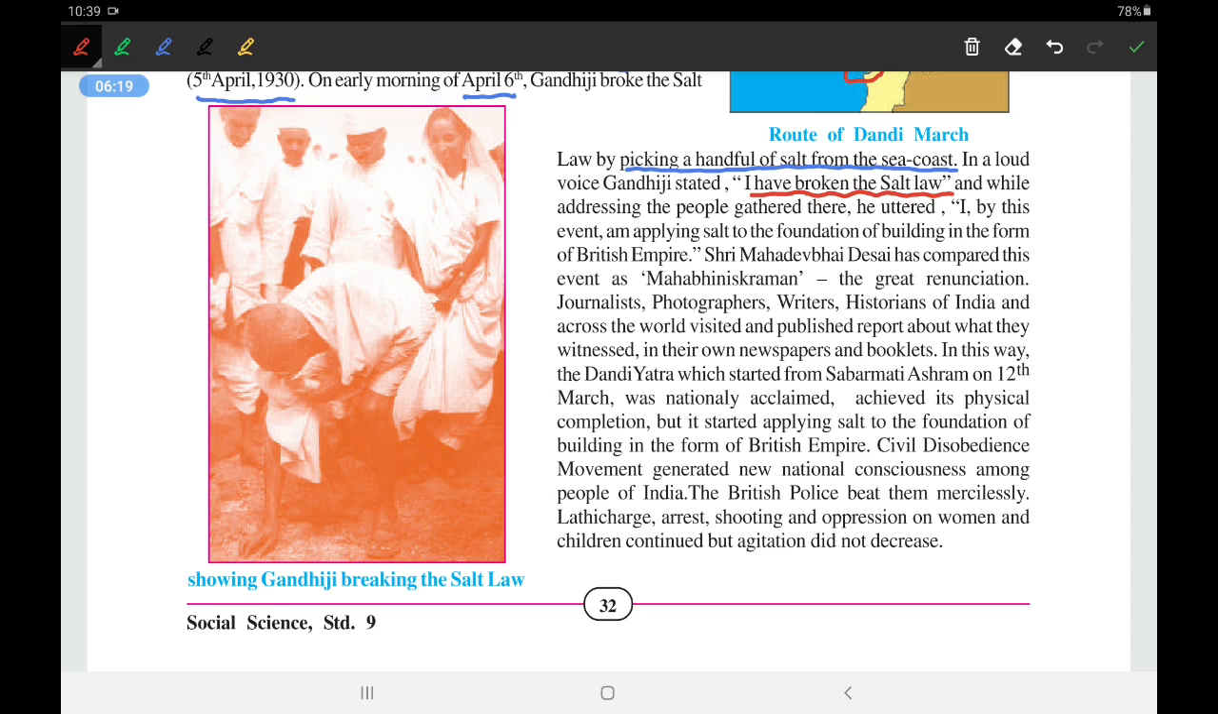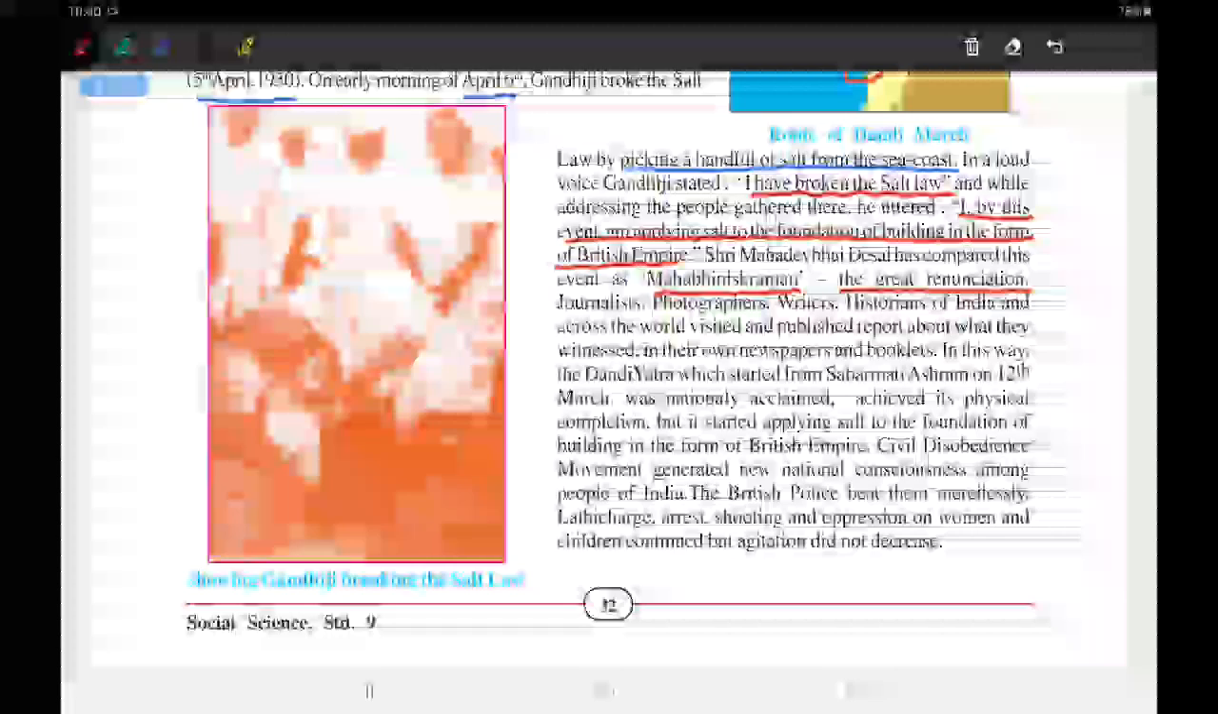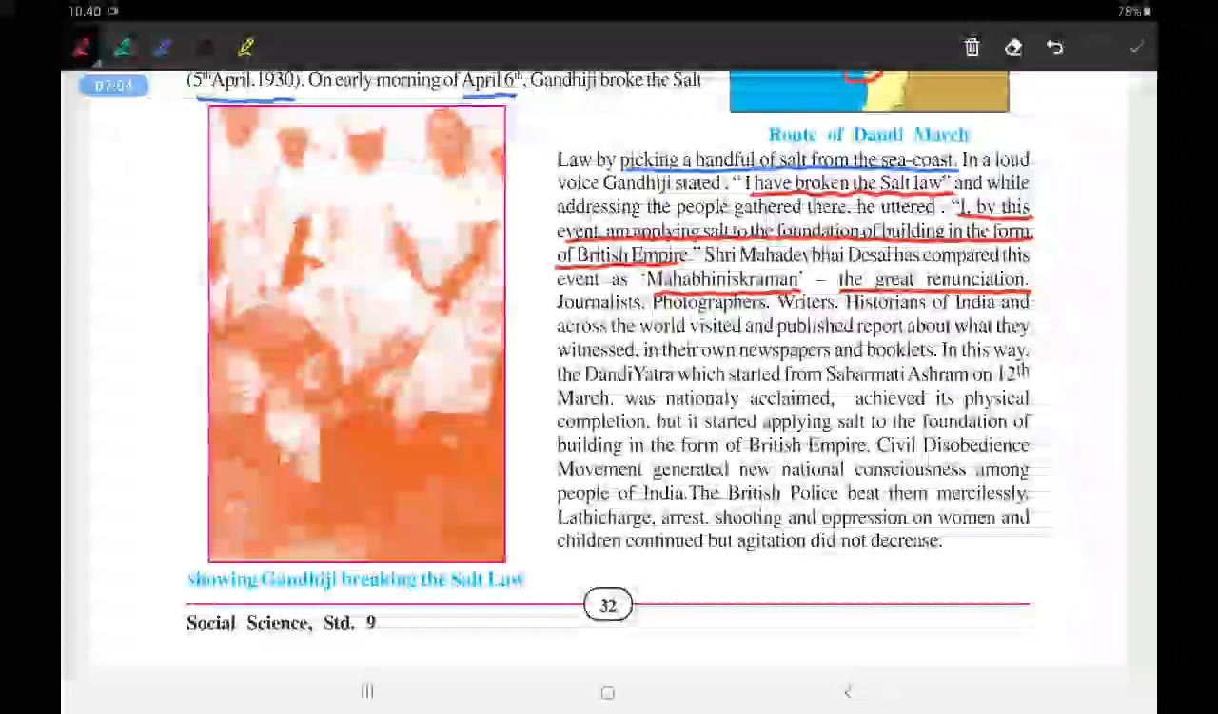While addressing the people, Gandhiji said, by this event I am applying salt to the foundation of the British Empire. Now, applying salt means making it corroded. As you study in science, corrosion destroys the foundation of any building. So by applying salt, I am destroying the foundation of the building of the British Empire. Shri Mahadev Bhai Desai compared this event to Mahabhinishkraman, a great event, a very big yagna, the great renunciation, meaning the changing of the time.